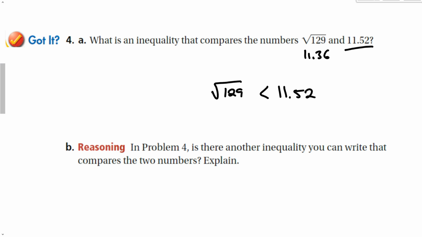Always best when comparing something to put them to decimals, to put them to the same thing, and usually decimals is the most common way to do it. Okay, so part B says, in problem 4, is there another inequality that you can use to write that compares the two numbers? Sure. We can say less than, or we could also write less than or equal to. So either one would work.